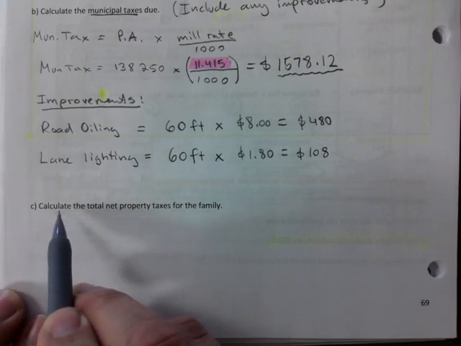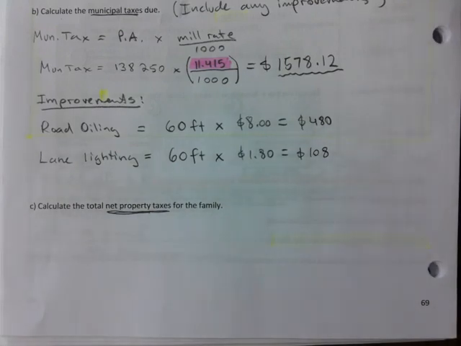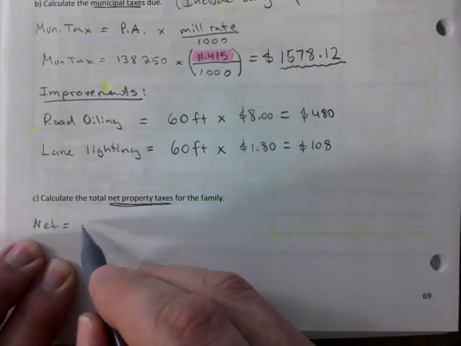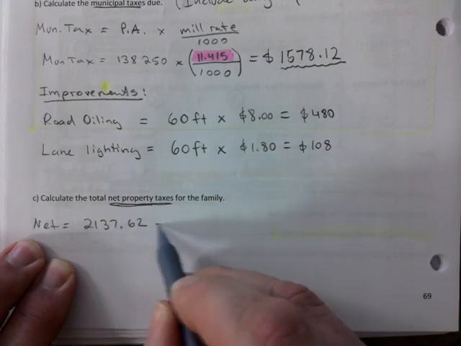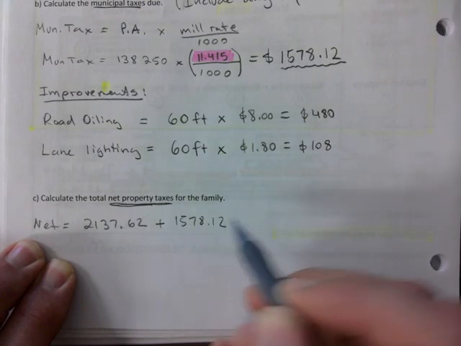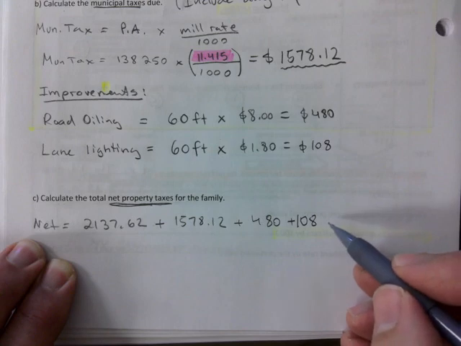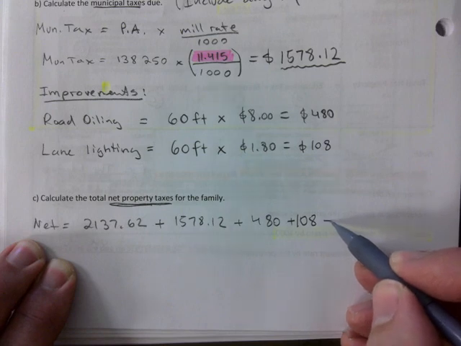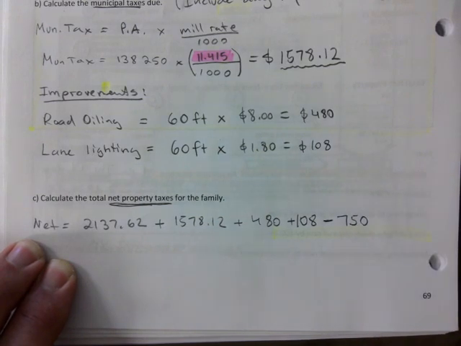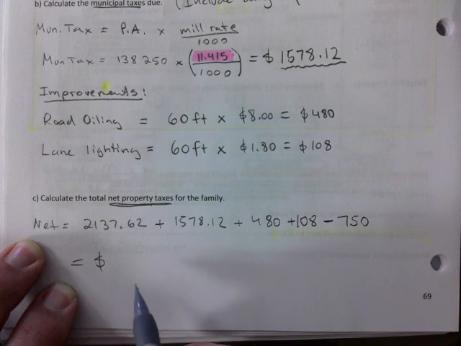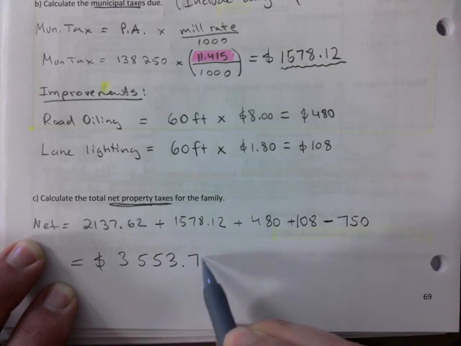Next, this is the important part. Calculate the net property taxes. Like what are you going to pay overall? What's your big bill going to be? Okay, so here we go. Net would be adding the 2137.62 plus 1578.12 plus 480 plus 108. Are there any credits? Yeah, plus or minus? Minus. You gotta go minus. So here we go. That's what you get. So you add, subtract, and you get a big number. 3,553 and 74 cents.